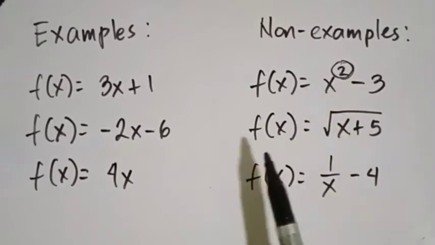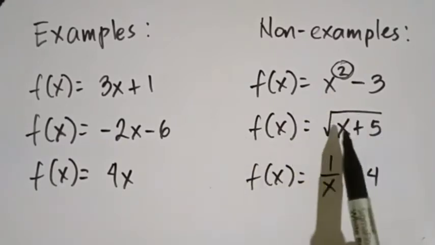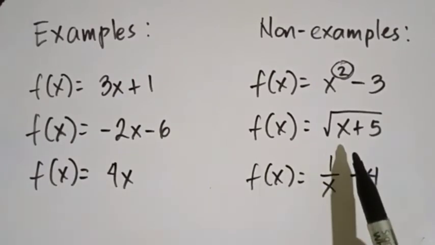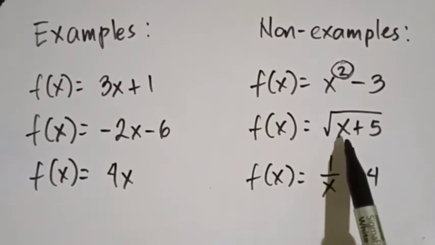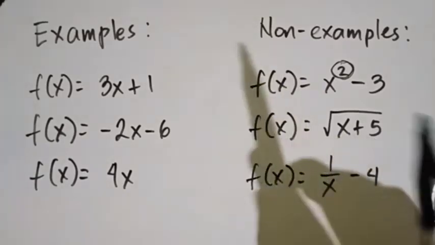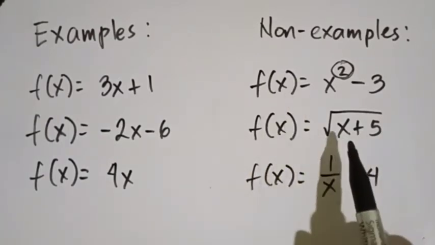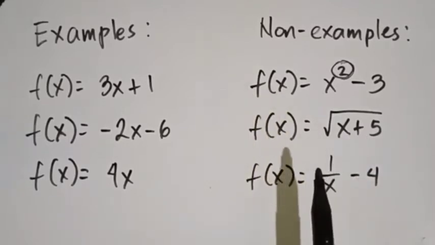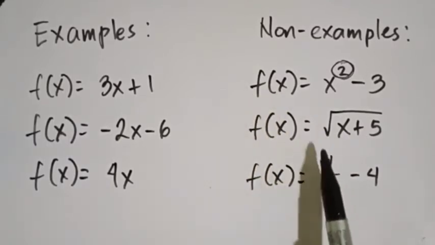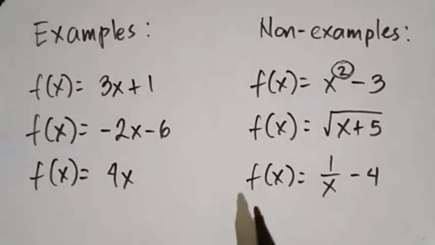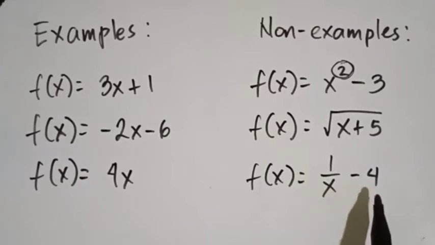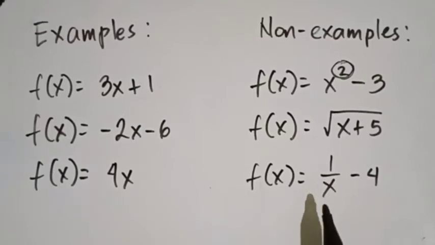Ayan. Next is f of x equals square root of x plus 5. So, hindi rin itong linear function kasi ang x plus 5 ay nasa loob ng square root symbol. So, hindi dapat nasa loob ng square root symbol yung variable. Hindi ito linear function sapagkat yung variable ay nasa loob ng square root. Okay. Next is f of x equals 1 over x minus 4. So, hindi rin itong linear function kasi yung variable ay nasa denominator. So, dapat wala sa denominator yung variable. Okay, so hindi rin itong linear function.